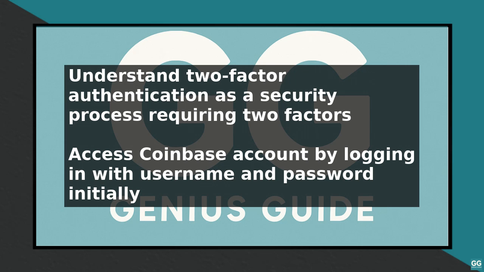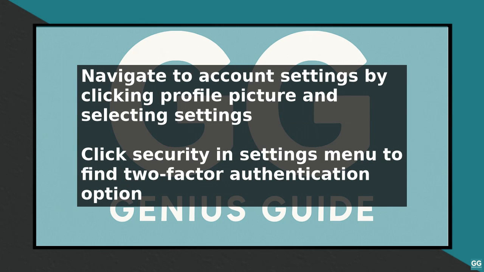First, log into your Coinbase account using your username and password. Once logged in, navigate to the account settings by clicking on your profile picture in the top right corner of the screen. From the drop-down menu, select Settings. In the Settings menu, click on Security. In the Security menu, you will see the two-factor authentication option.